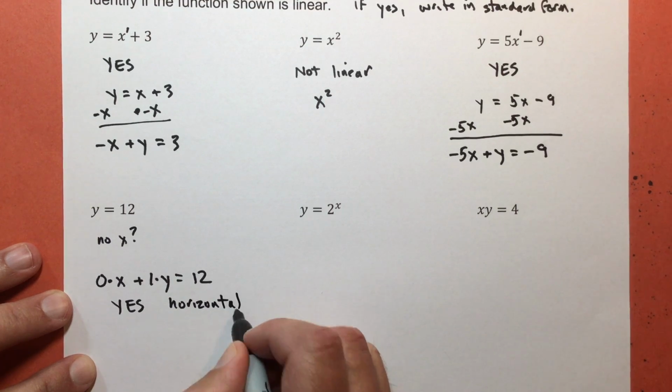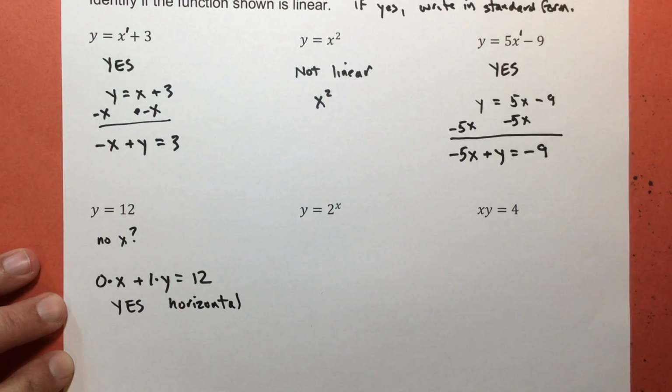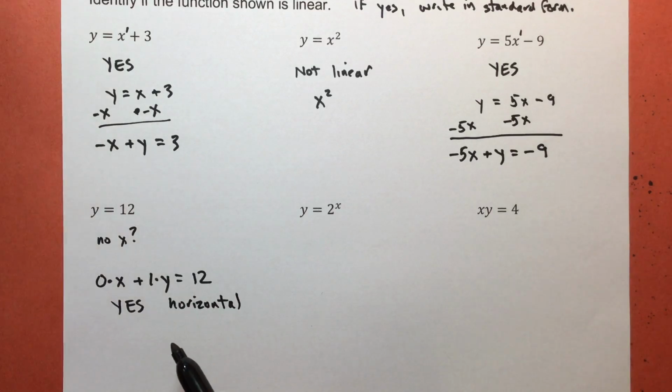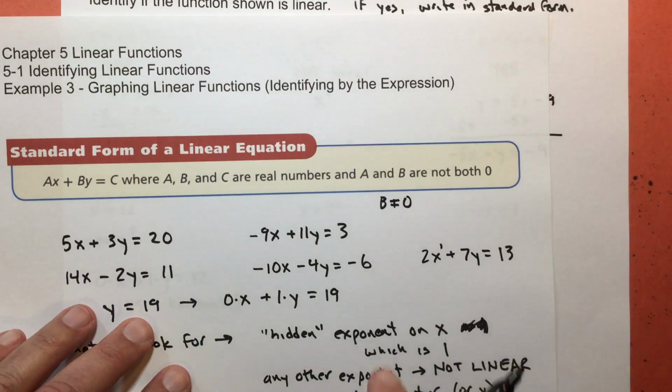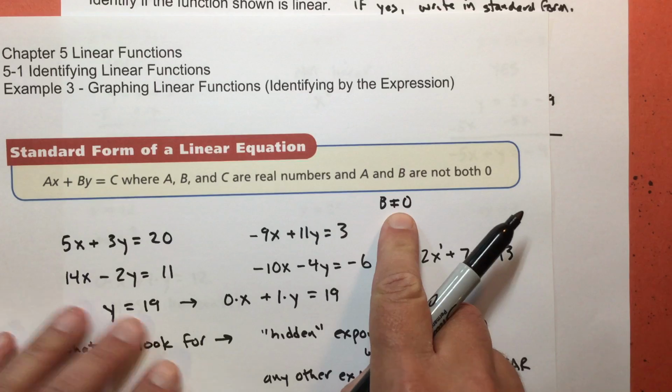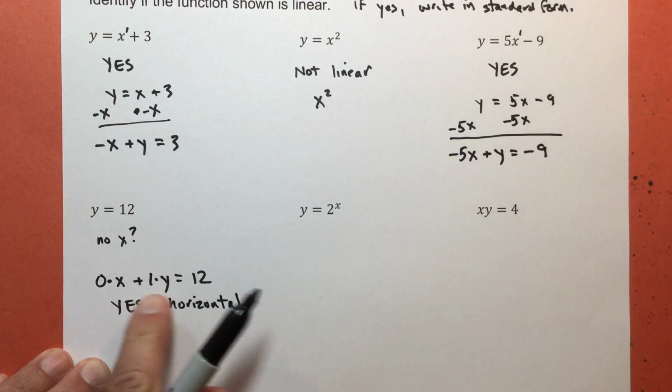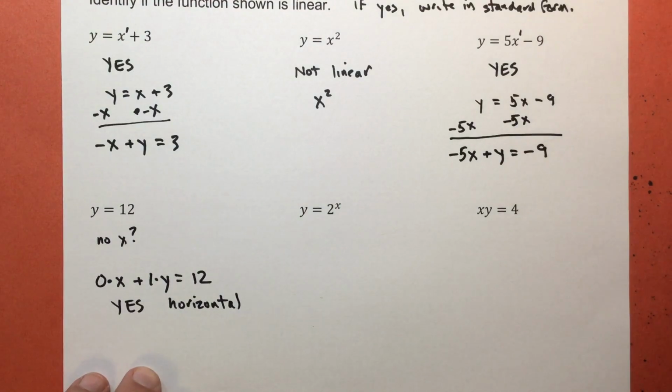You don't need to give me this, but so that you know, because I'm in teaching mode, I'll tell you that it's actually a horizontal line. And this is what it would look like in standard form. Something times x, and that something is 0, plus something times y equals 12. And that goes back to where we said a could equal 0, but not b. All right? So something times the x can be multiplied by 0, but not the y.